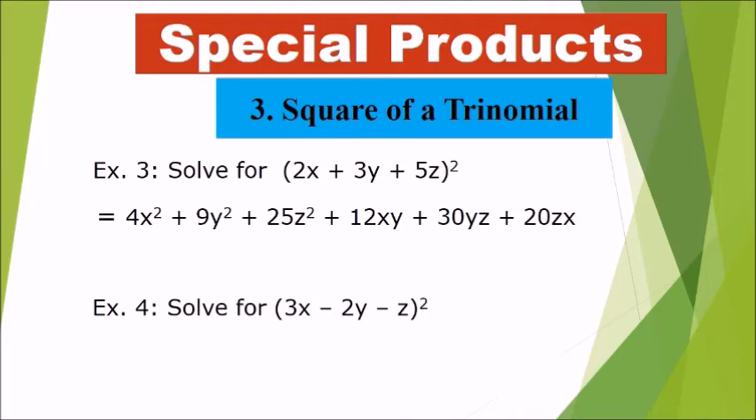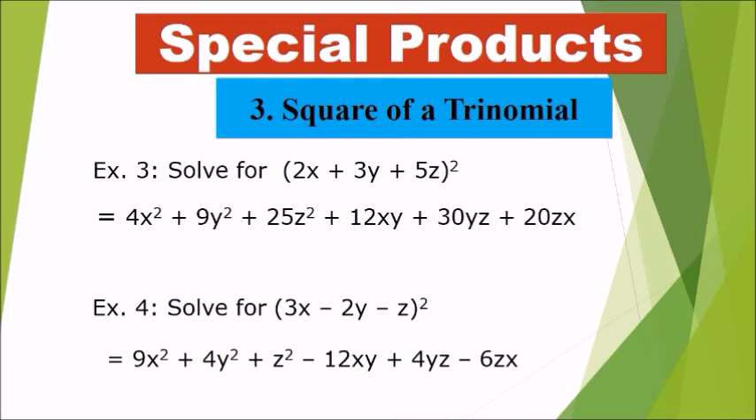So solve for the quantity 3x minus 2y minus z square. Okay, so square the first term, 9x square. Square the second term, 4y square. Square the third term, z square. 2 times 3x times negative 2y is negative 12xy. 2 times negative 2y times negative z, of course magiging positive yan. Negative times negative will be equal to positive. 2 times 3x times negative z, that will become negative 6zx. So yan ang answer natin.